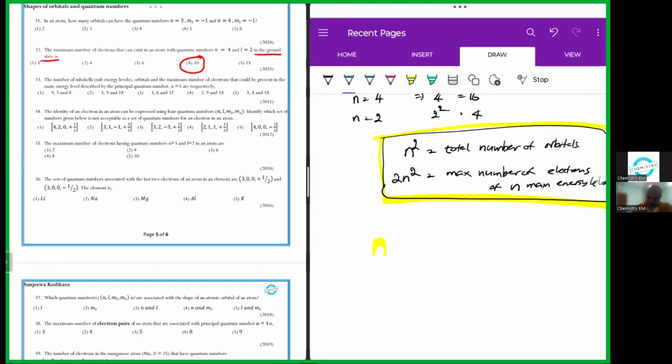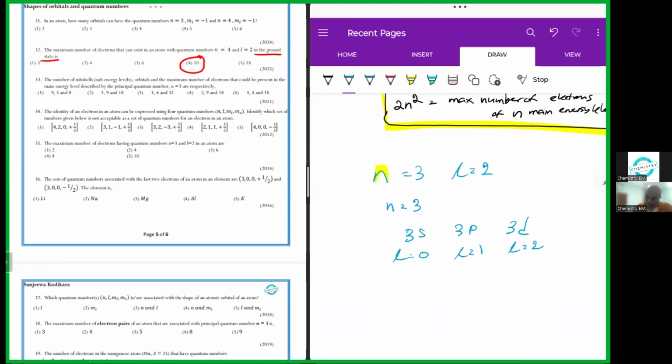So, N is equal to 3 and L is equal to 2, right? N is equal to 3 means we have 3s, 3p, and 3d. This is L is equal to 0, this is L is equal to 1, this is L is equal to 2. So the maximum number of electrons this can have is 2, this is 6, and this is 10. So N is equal to 3 and L is equal to 2. The maximum number of electrons that it can have is 10, right?